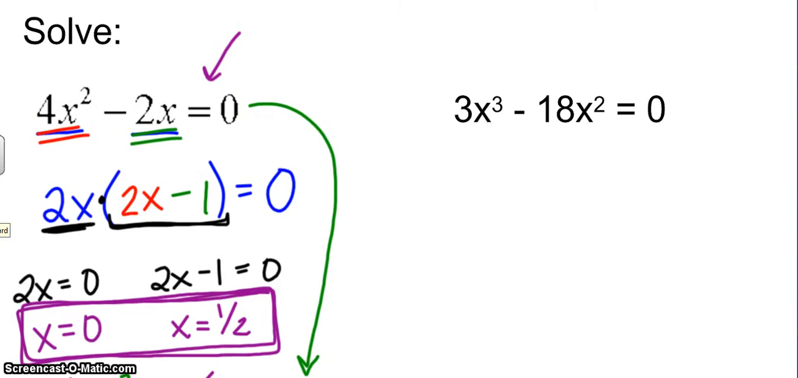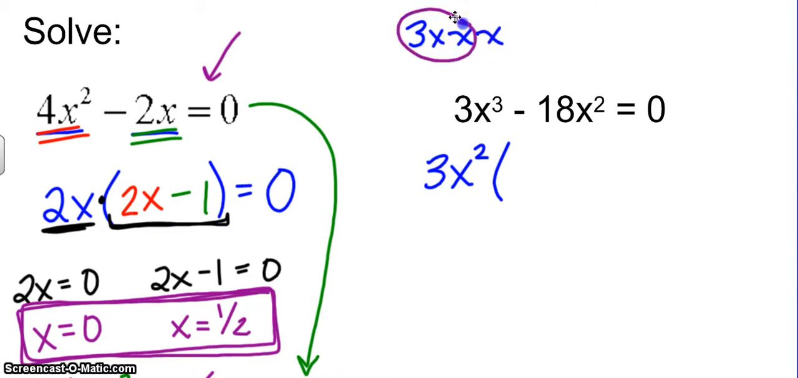Alright, this one over here, we have a cubic polynomial, because x to the third is our highest power. Again, we're going to set everything equal to 0, and we're going to look for a greatest common factor between 3x to the third and 18x squared. The most that they have in common is definitely going to be a 3, and then x to the second I can take out. If I take out a 3x squared from 3x to the third, I'm left with x, minus, if I take out a 3x squared from here, I'm going to be left with a negative 6, equal to 0.